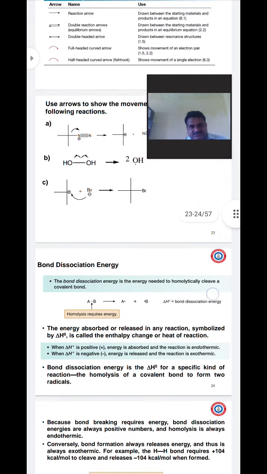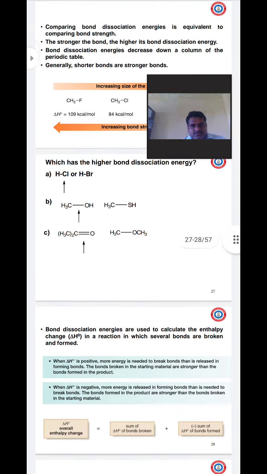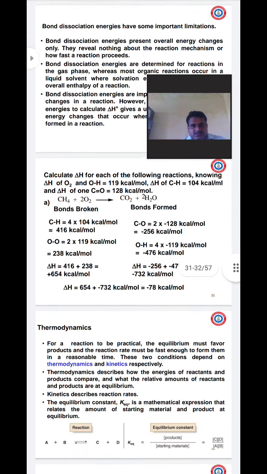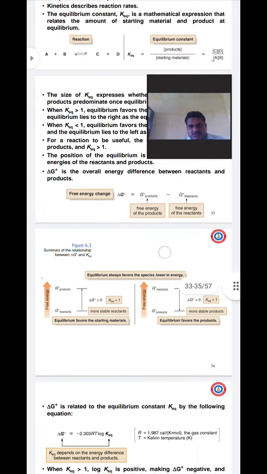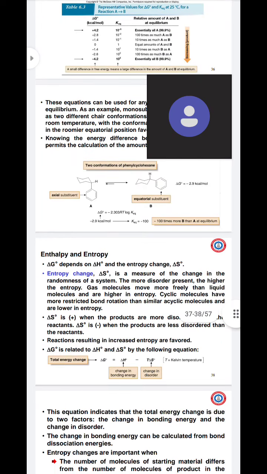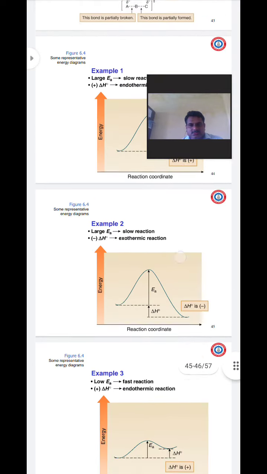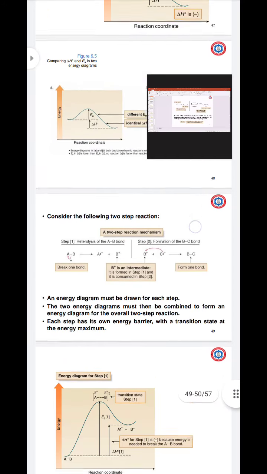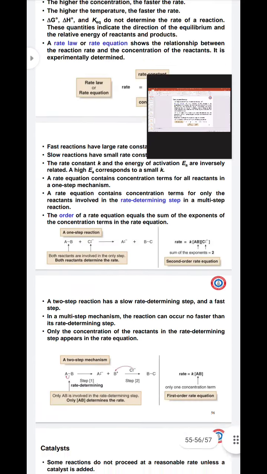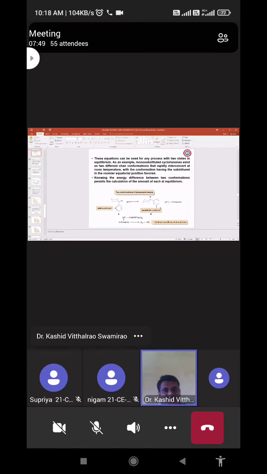Can you see this slide? Sir, it is not visible yet. Okay, one second. Yes, sir, it is visible now. This one, okay.